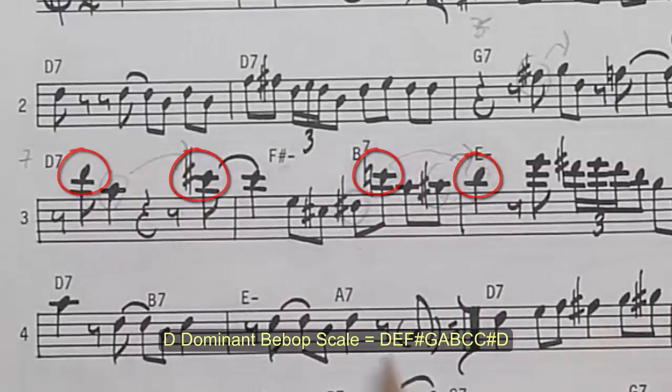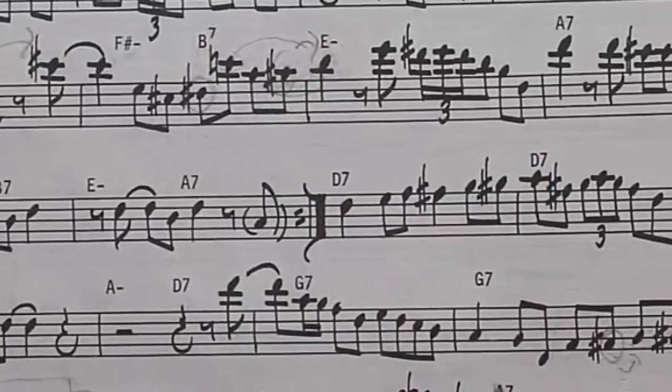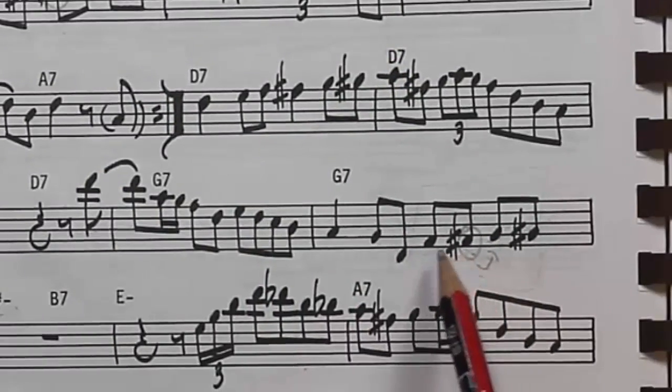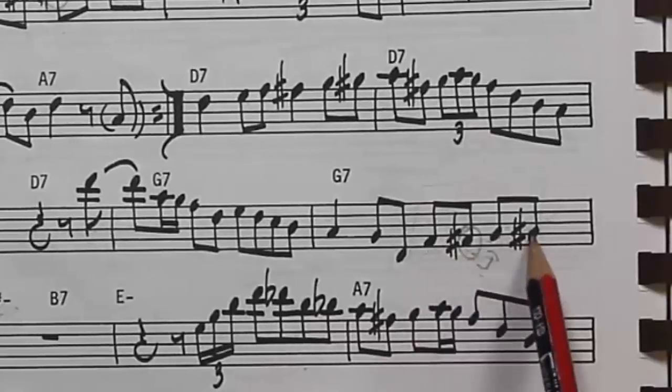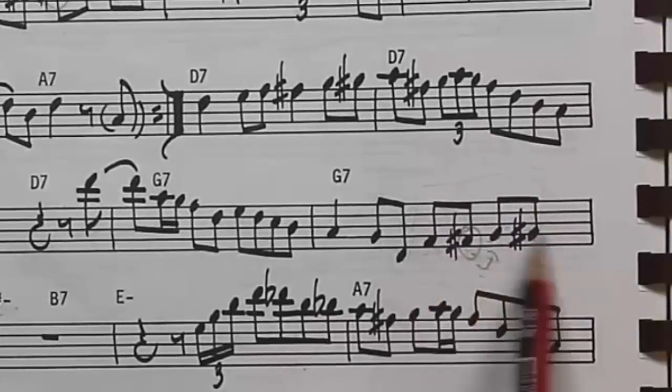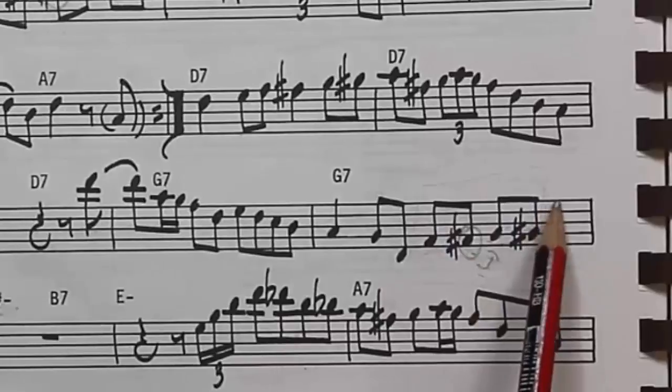And then if we look down here to this, we haven't really got an ascending bebop scale, because you've got F, F sharp, G, G sharp. That's just a chromatic line moving up, isn't it? It's not a bebop scale. I don't think it's got anything to do with a bebop scale.